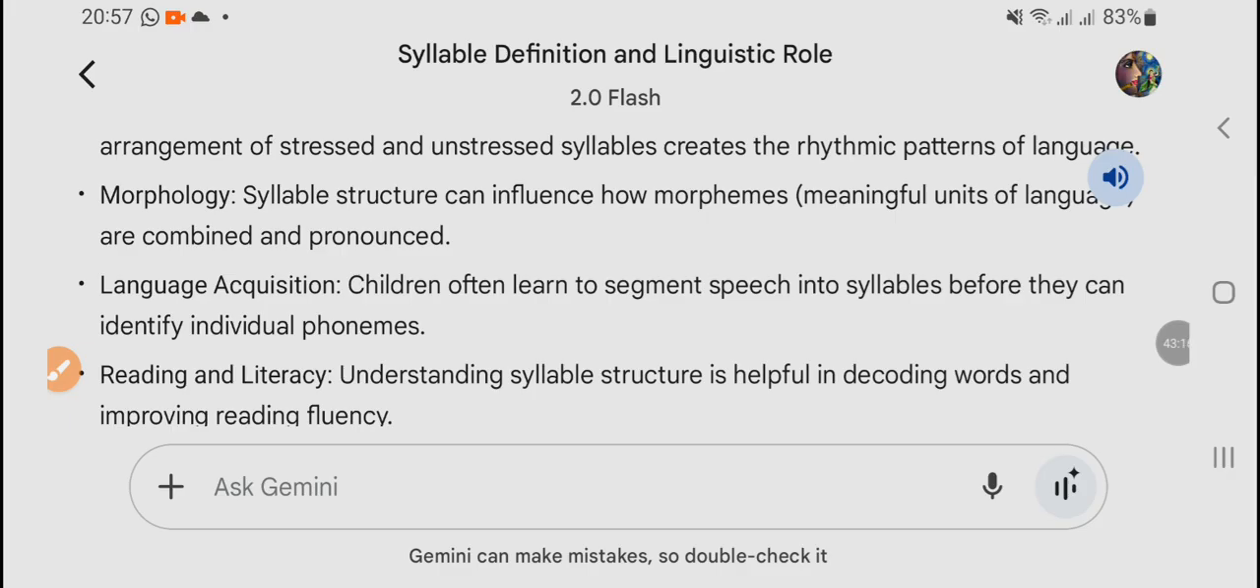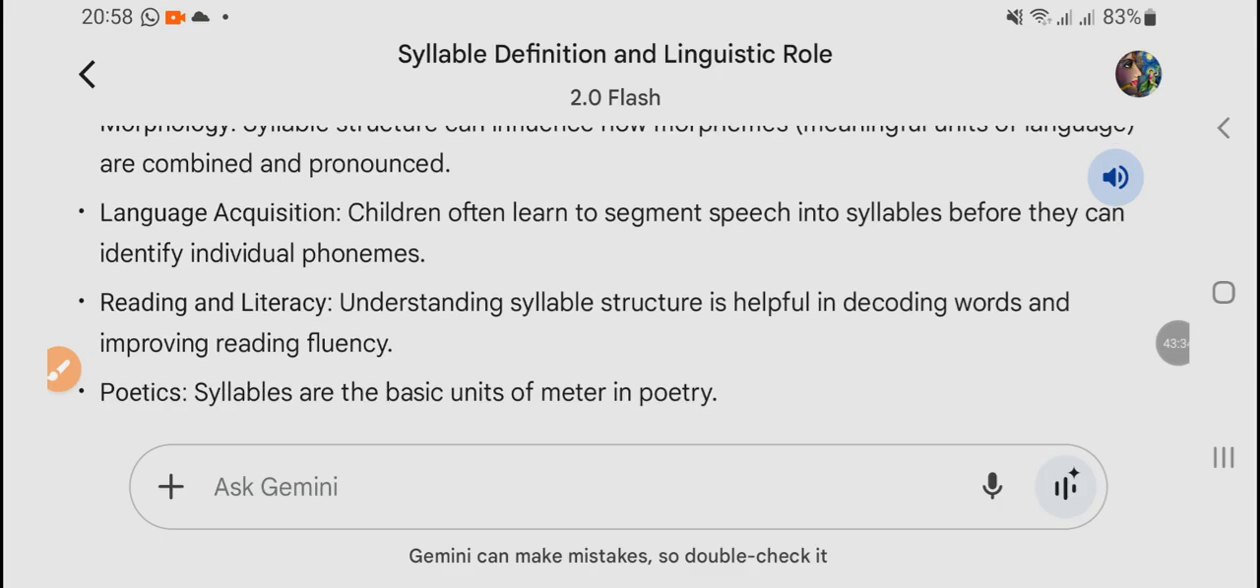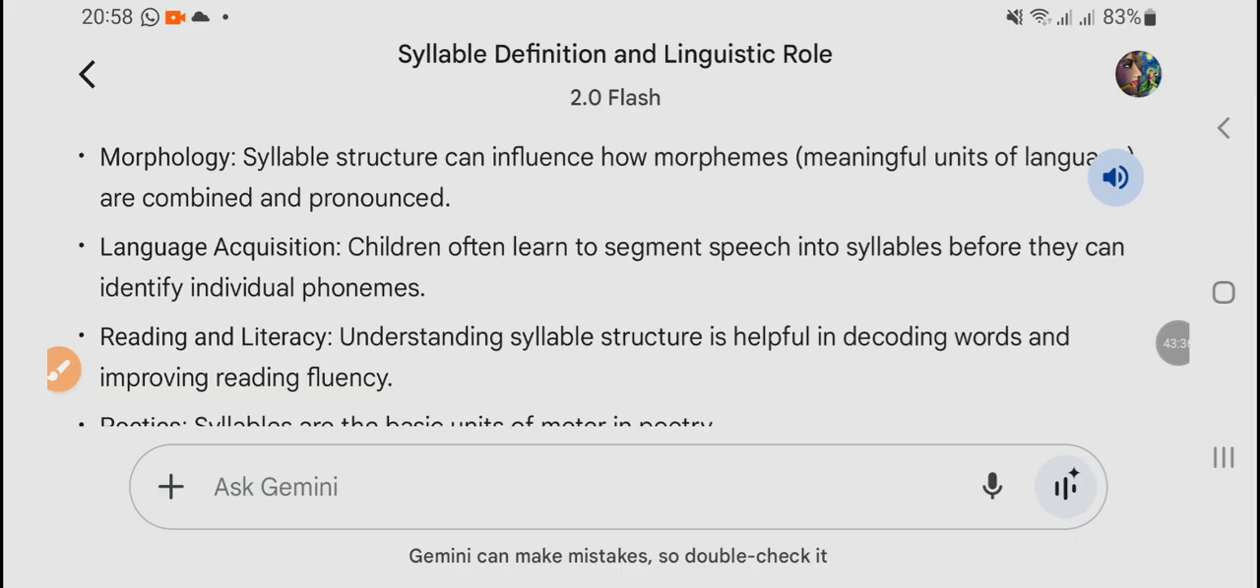So here I am not going to speak much, but yes, this is the best example. Now, in prosody, the syllable again plays a very important role. Now morphology: syllable structure can influence how morphemes, the meaningful units of language, can combine and be pronounced.